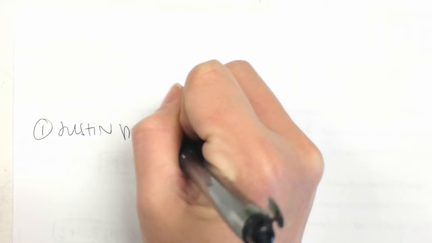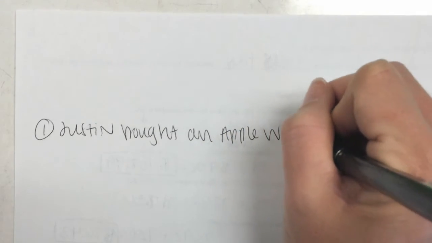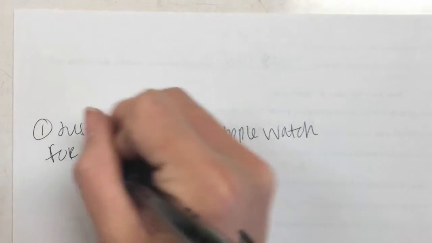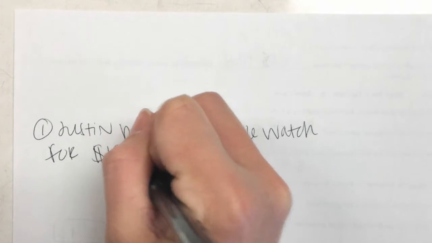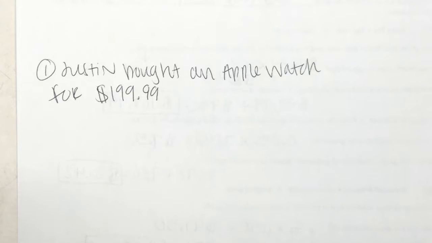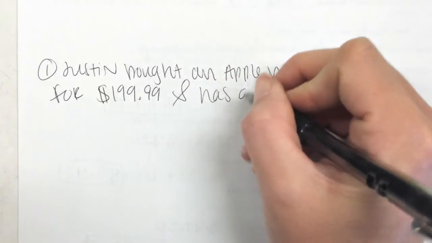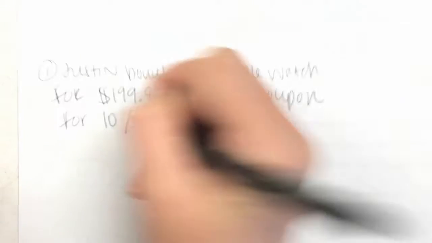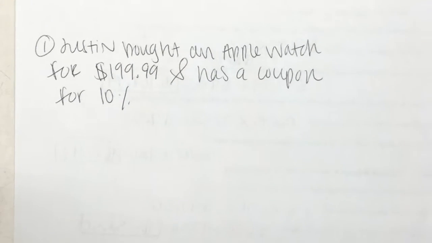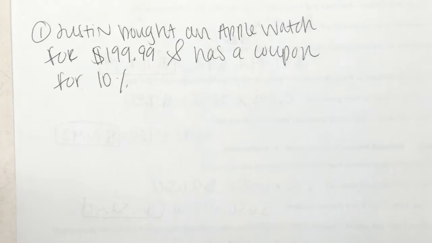Okay, so let's say that Justin bought an Apple Watch. How much do those things run? $200. Let's just say $199.99, because that's usually how it looks in a store. Justin bought an Apple Watch for $199.99 in Alabaster, and he has a coupon for 10% off. Go ahead and write this down.